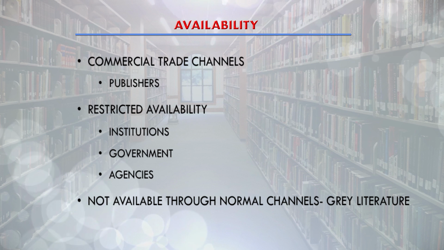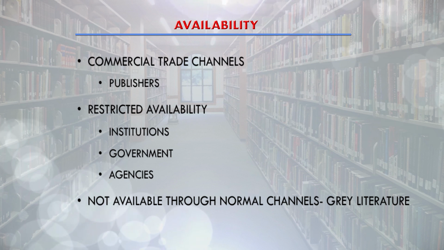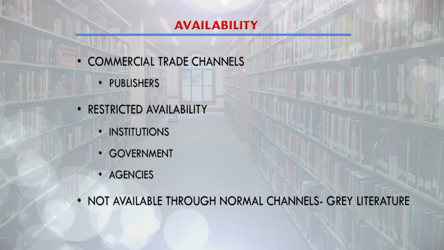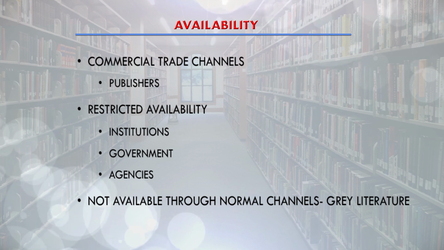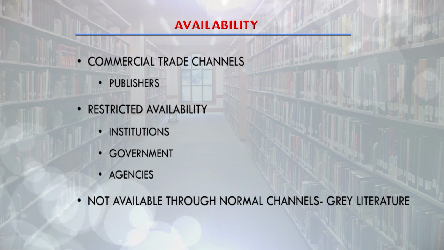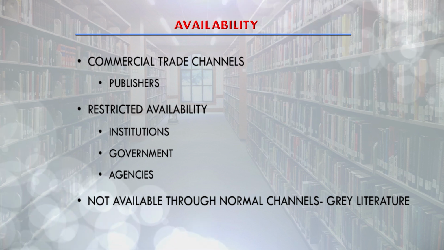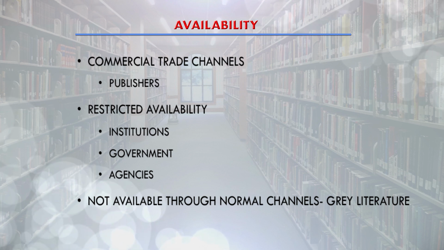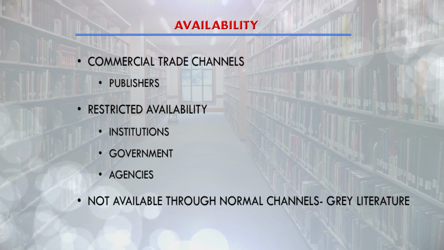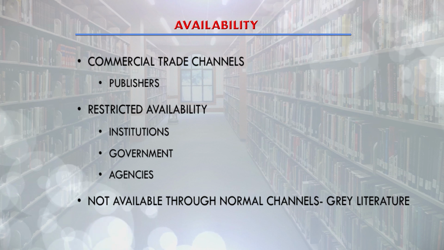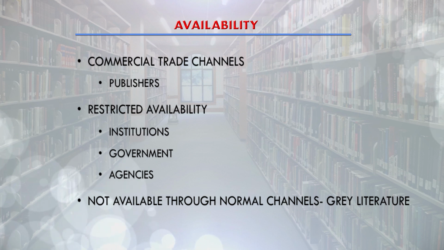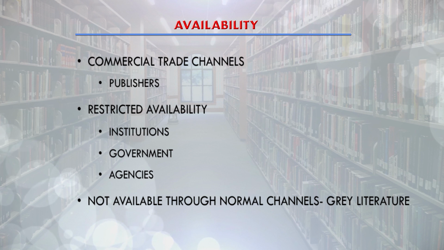But then there are some documents which are available through particular types of institutions only, like government or other agencies. So, they are not very easily available because they are not available through commercial trade channels. Similarly, there is another category of documents which are still difficult to acquire, and they are referred to as grey literature. So, now we have studied the different types of documents that are to be acquired in a library.